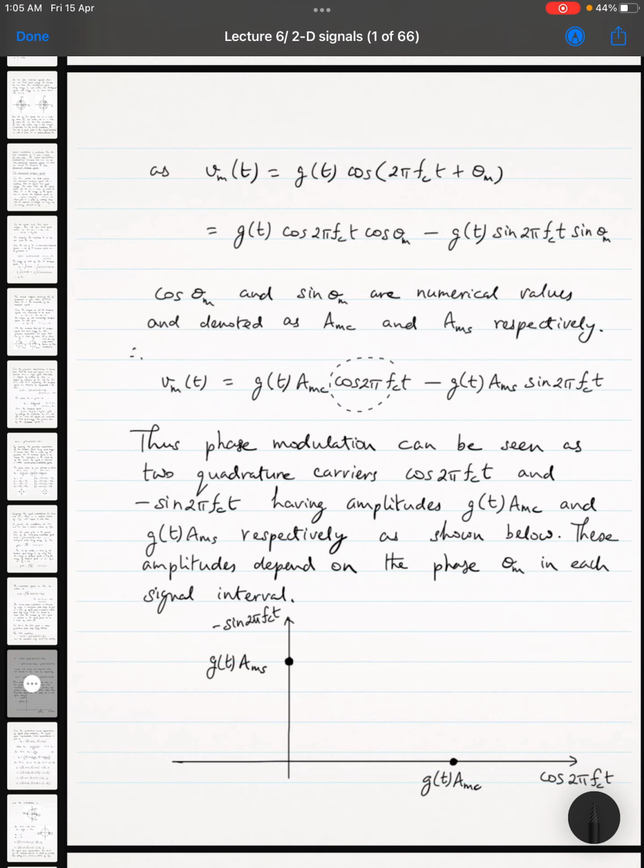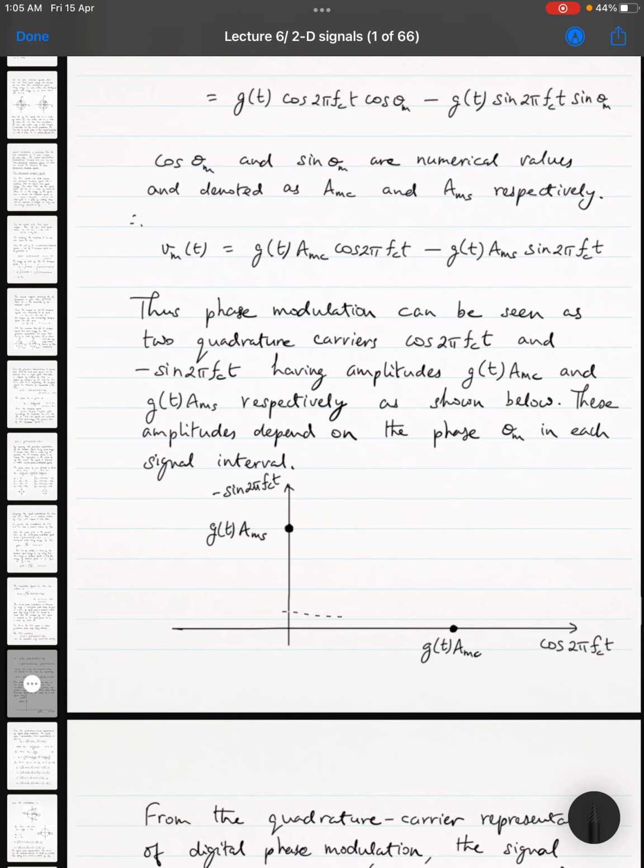So the PSK signal is a sum of two quadrature carriers which have an amplitude modulation associated with them. The sine component has an amplitude modulation AMS, and the cosine component has an amplitude modulation AMC, corresponding to the value of m, A1, A2, A3, and so on. So we have these two quadrature components which are orthogonal with respect to each other, and the cosine component has an amplitude g of t multiplied with AMC, and the sine component, which is the minus sine component, has an amplitude g of t AMS. So by expanding the expression for the PSK signal using our trigonometric identity, we get a better insight into how the signal can be visualized. It is a sum of two quadrature carriers which have been amplitude modulated, with amplitudes g of t AMC and g of t AMS respectively.